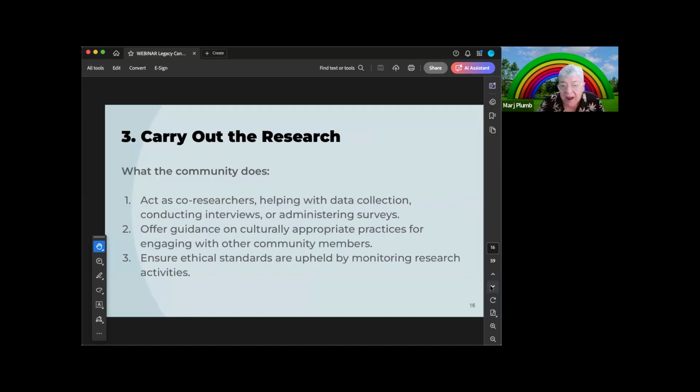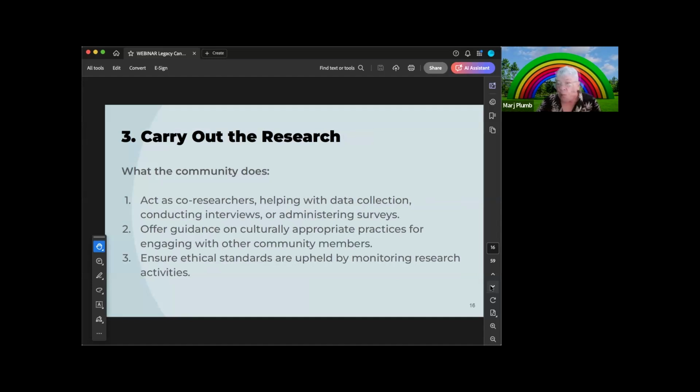In community access, co-researchers can help with data collection, conducting interviews, or administering surveys, offering guidance on culturally appropriate practices for engaging the community, and ensuring that ethical standards are upheld by monitoring the research activities.